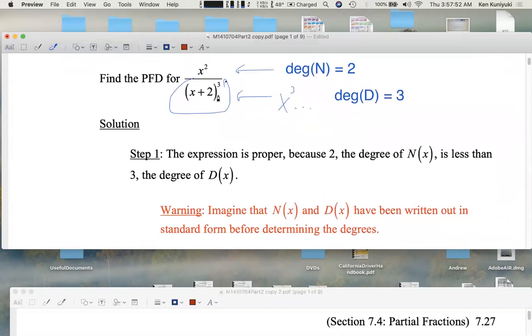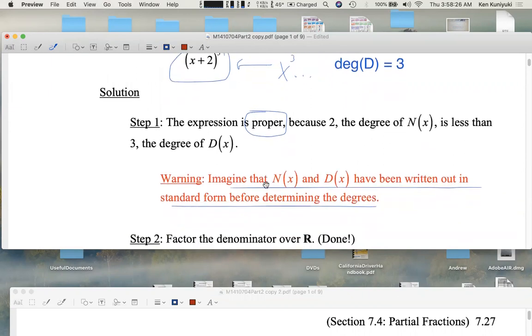So remember, when you see something like this, imagine expanding this out, but you only have to really worry about the leading term. You don't have to write out or worry about the lower order terms. So imagine that these are written out in descending powers before determining the degrees. Again, we're happy that this is proper because it means we do not have to do what? We don't have to do long division. As much as long division is fun, we love long division, we don't have to do it here. Sorry.